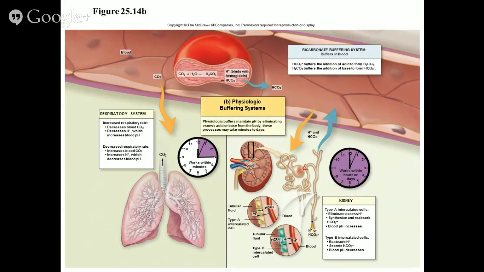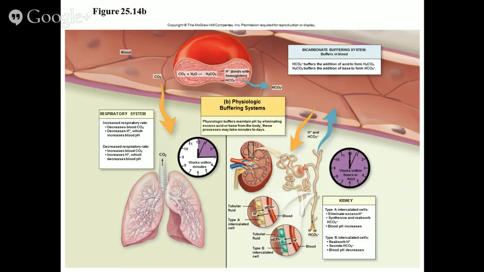So when you look at this image, it says, okay, let's combine what we just said about the respiratory system along with buffers. If you look at the middle box, the yellow box, the one with the lowercase letter b, it says physiologic buffering systems. Physiologic buffers maintain pH by eliminating excess acid or base from the body. These processes may take minutes to days, literally. So these are all processes for making sure everything is balanced. How do we maintain homeostasis?